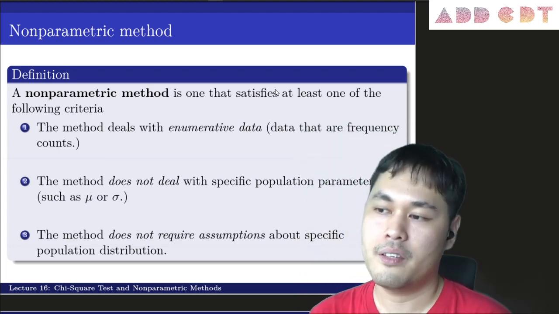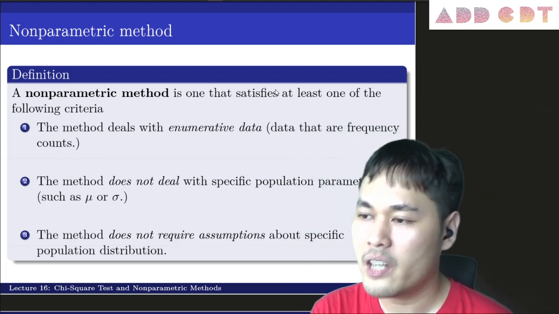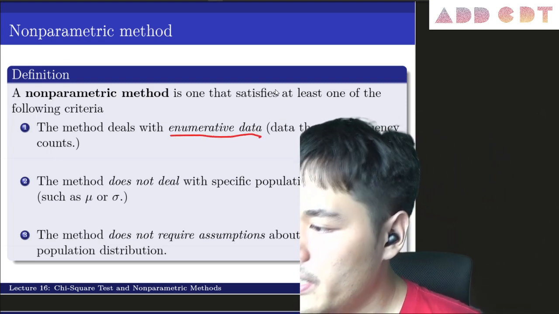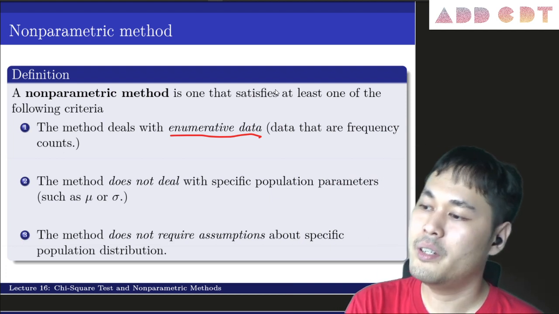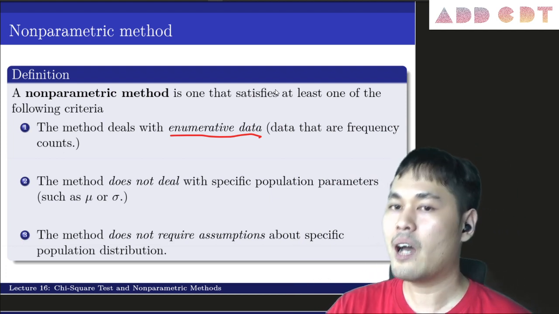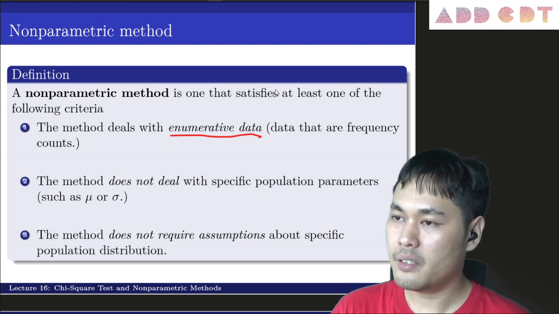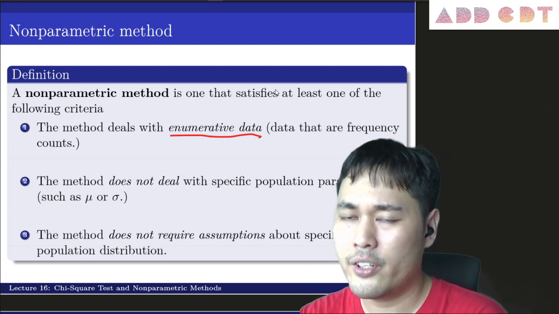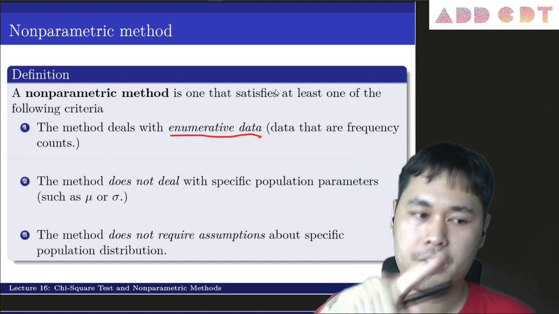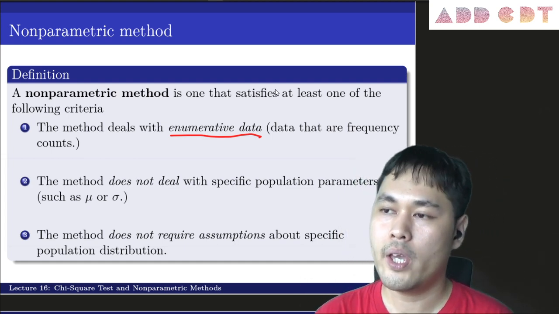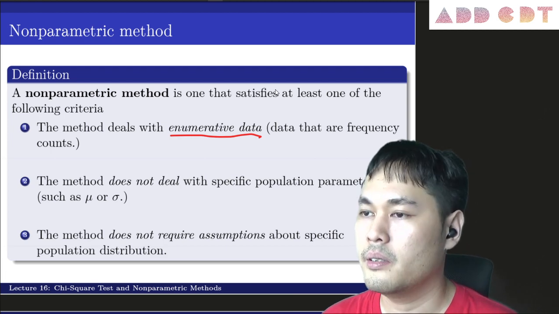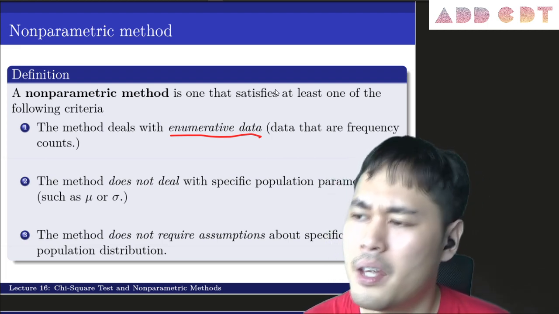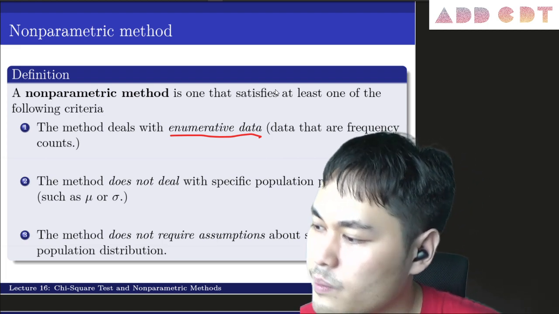So this method has a big name, called a non-parametric method, that works with enumerative data. What does it mean to be enumerative? It means you just count how many objects are in a certain category. So you have different categories. You don't have continuous data like height, weight, temperature, income, or whatever. You have boxes that are separate. You will see in a moment.